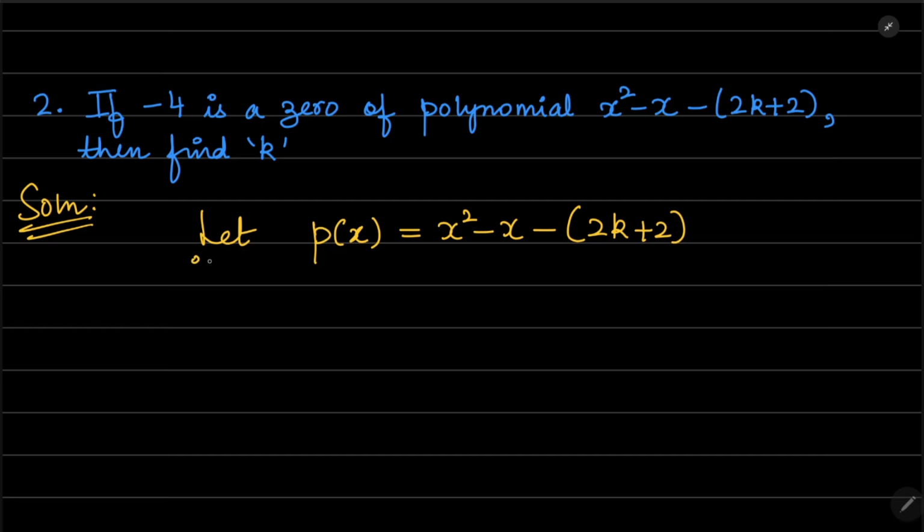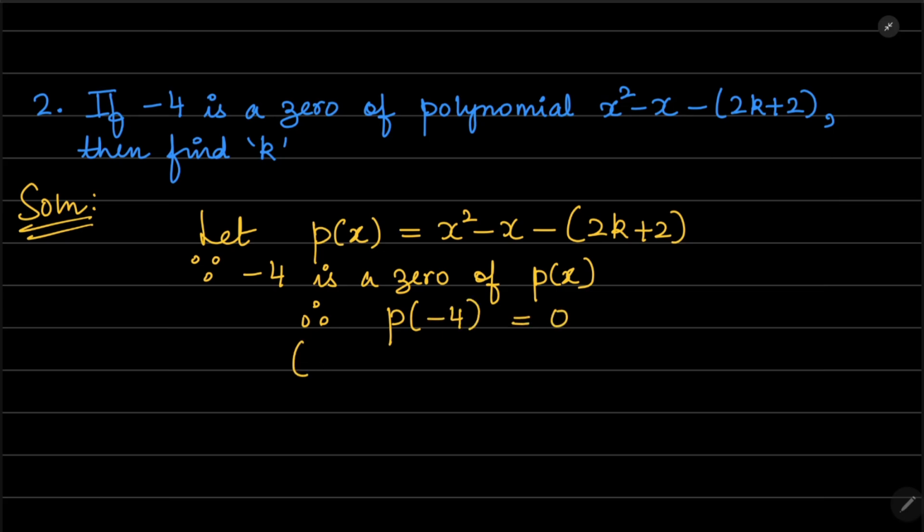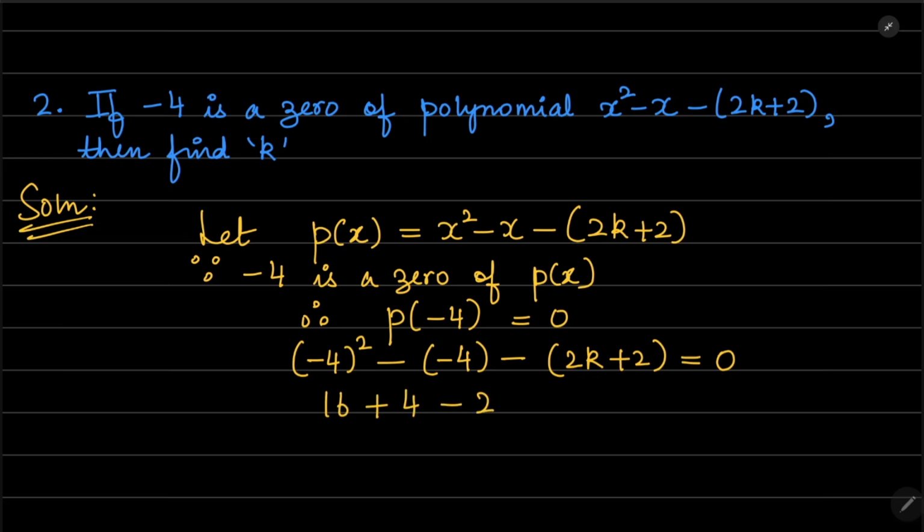Now, since minus 4 is given as the 0 of the given polynomial p of x, therefore p of minus 4 equal to 0. So just substitute in place of x, you have to substitute minus 4. Minus 4 the whole square, minus of, instead of x, I'll write a minus 4, minus of 2k plus 2 equal to 0. So 16 plus 4 minus 2k minus 2 equal to 0.